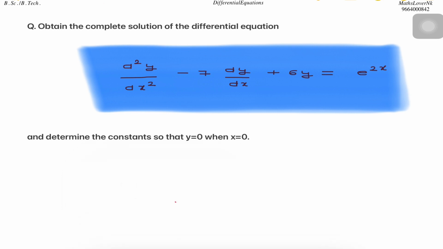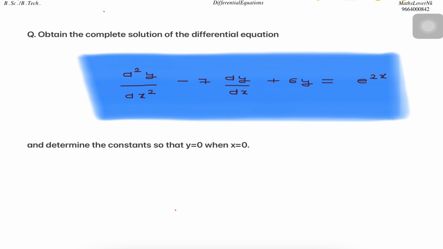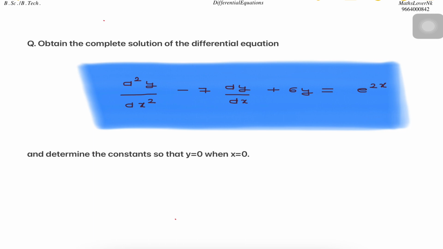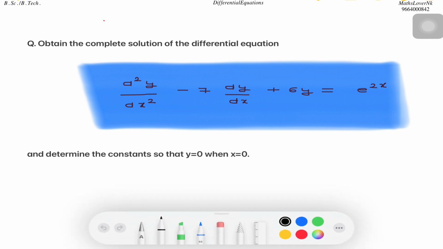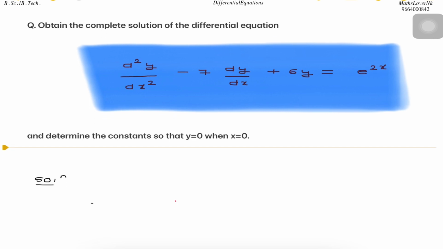In today's lecture, we are solving a question related to the differential equation. The question says: obtain the complete solution of the differential equation d square y upon dx square minus 7 dy upon dx plus 6y is equal to e the power 2x, and determine the constant so that y is equal to 0 when x is equal to 0. At first, we solve the question and get the general solution.